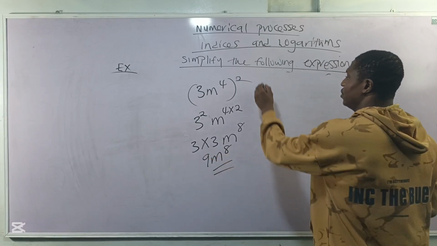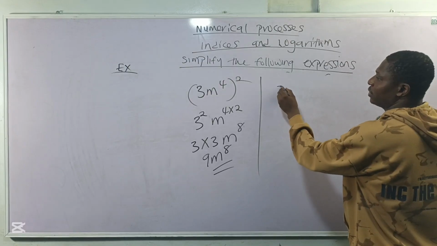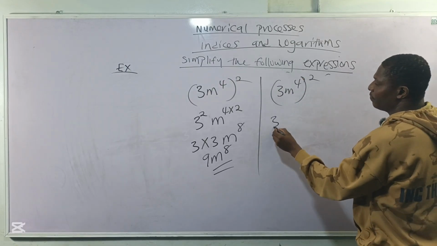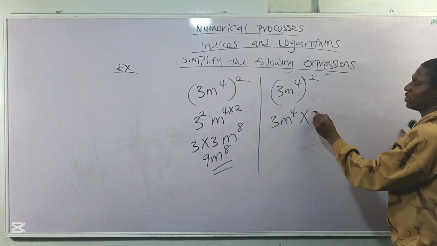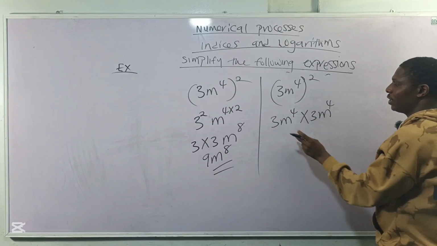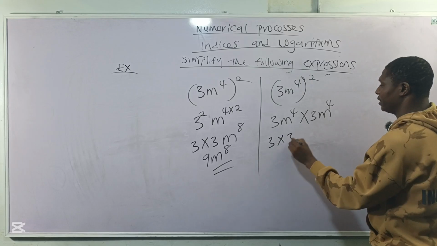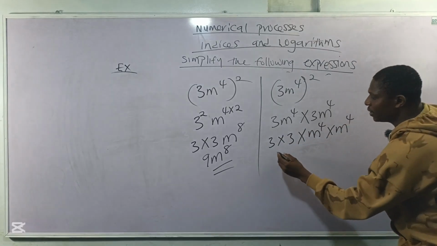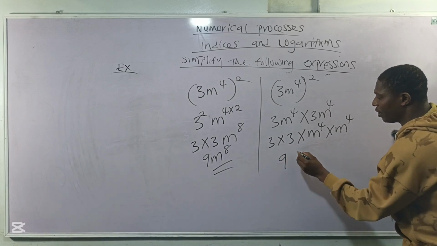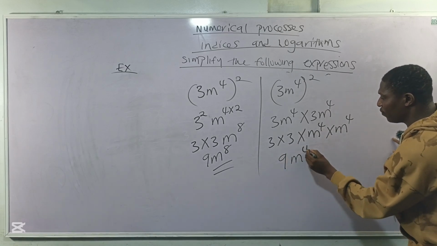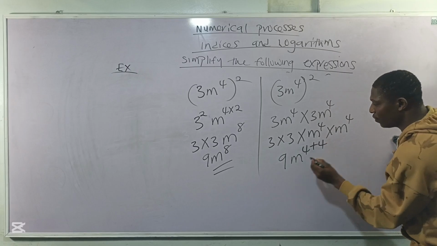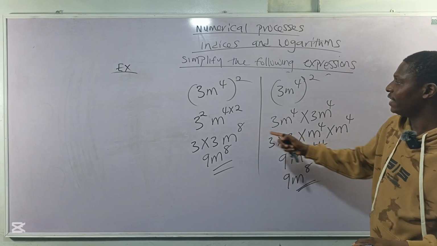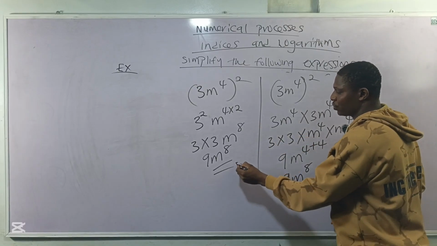Somebody else can still decide to say 3m raised to the power 4 in bracket square will give me 3m raised to the power 4 times 3m raised to the power what? 4. And I'll have 3 times 3 times m raised to the power 4 times m raised to the power 4. 3 times 3 is what? 9. I have 9m raised to the power 4. Multiplication is addition, which is 4. Giving me 9m raised to the power what? 8. So, in either way, you still end up at the same what? Answers.